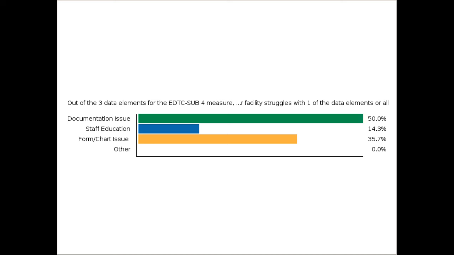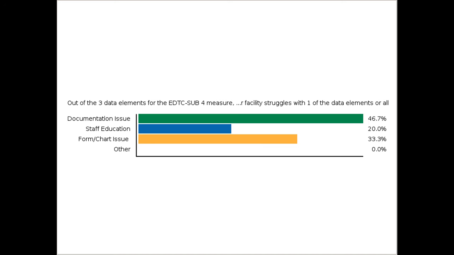I apologize if the question got cut off. Like I said, you guys are my guinea pigs. I got a little wordy here, but what I'm pretty much wondering is whether you struggle with one or all 3 of the data elements. Why do you think that is? Is it documentation, staff education, does it have to do with your form or your chart, or is it other?